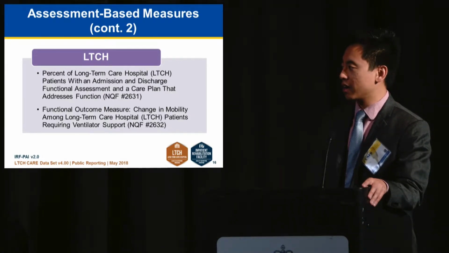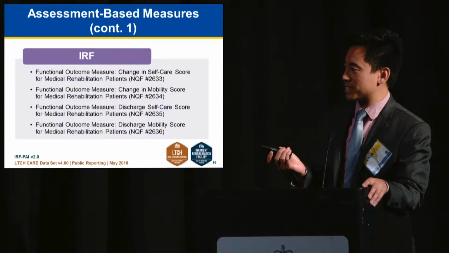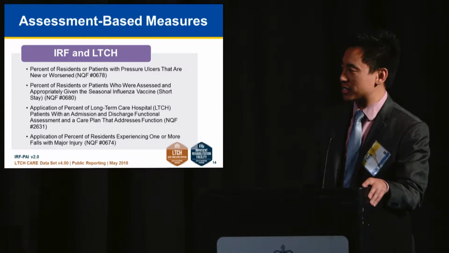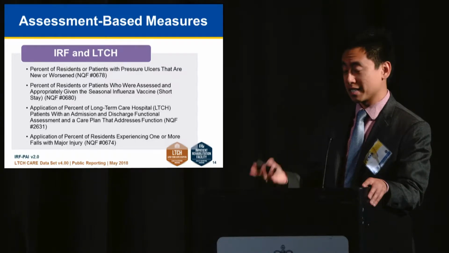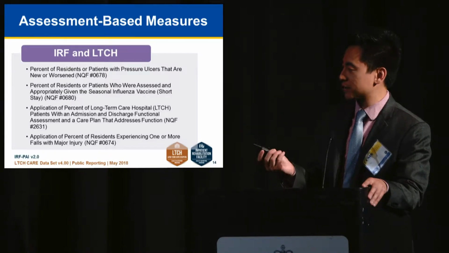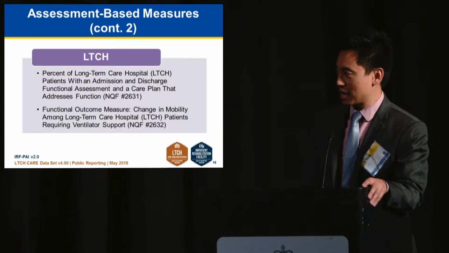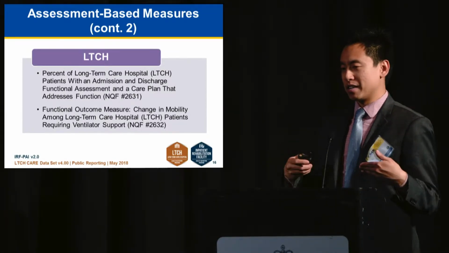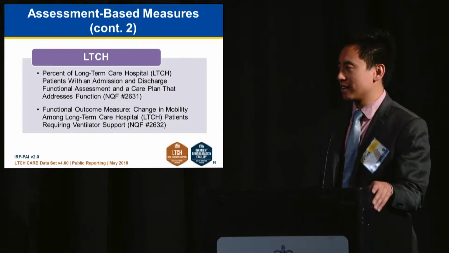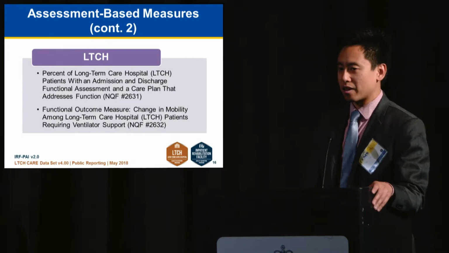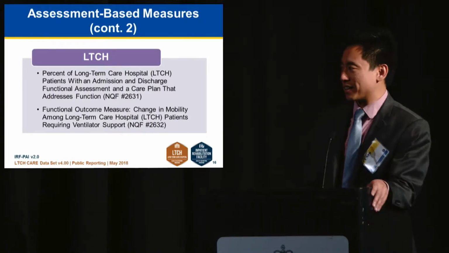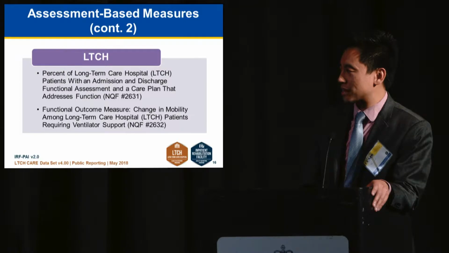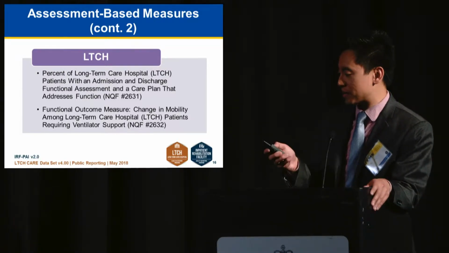requiring ventilator support. You can see the first measure is almost the same as the cross-setting measure, the application measure. The application measure is cross-setting, so IRF, LTAC, and SNFs have that measure. And there's an LTAC-specific process function measure that contains additional items that are not in the cross-setting measure. So that's the difference between the two. It looks the same, but it can be a little confusing.